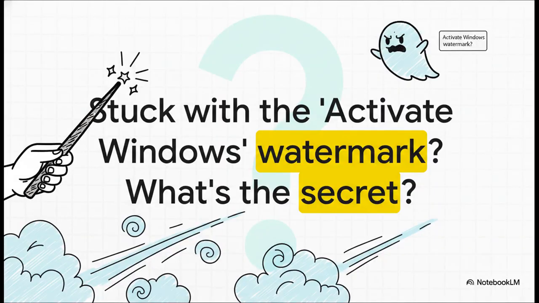You know exactly what I'm talking about, right? That little ghost in the corner of your screen, the Activate Windows watermark, just haunting you during movies, gaming, you name it. It's not just annoying, it actually limits what you can do. But getting rid of it for good? It's way easier than you think, and we're going to show you exactly how.